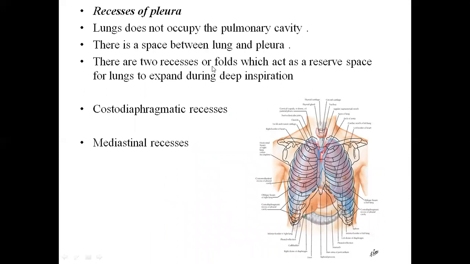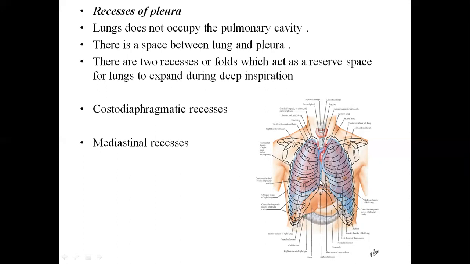There are two recesses or folds which act as a reserve space for lungs to expand during deep inspiration. So the space between the parietal and the visceral pleura is extended in some areas, near the costal and the diaphragmatic area, forming costodiaphragmatic recess. That you can see here, costodiaphragmatic recess space here, where you can see the parietal pleura extending downwards further than the lung. Because the visceral pleura is very close to the lung, whereas the parietal pleura is extending downwards, even further down, right? And that space is costodiaphragmatic recess.